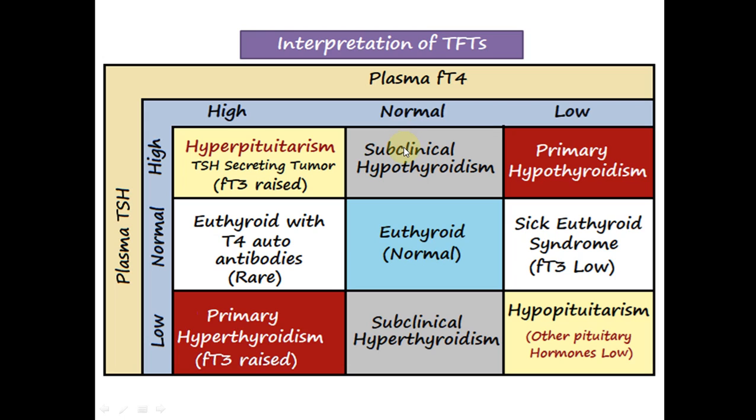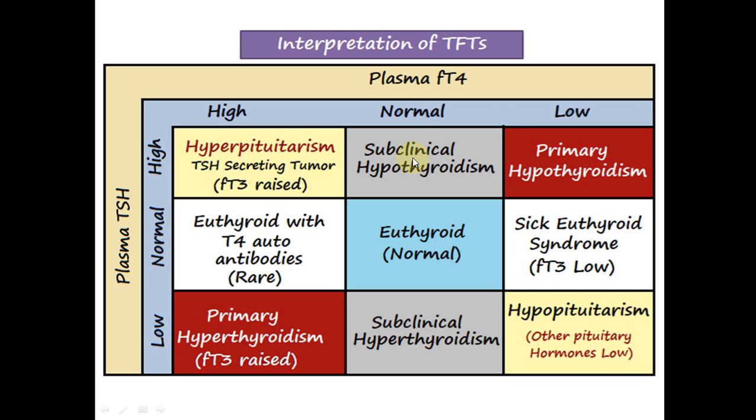The two conditions known as subclinical hypothyroidism and subclinical hyperthyroidism. Here what happens is that the TSH concentration is high, but the plasma free T4 concentration is normal. Normally, we take the TSH concentration up to 5.5 milli international units per liter as the upper limit. But for making the diagnosis of overt hypothyroidism, we take the concentration of TSH as about 10 milli international units per liter. Now, the space between 10 and 5.5 is for the subclinical hypothyroidism.